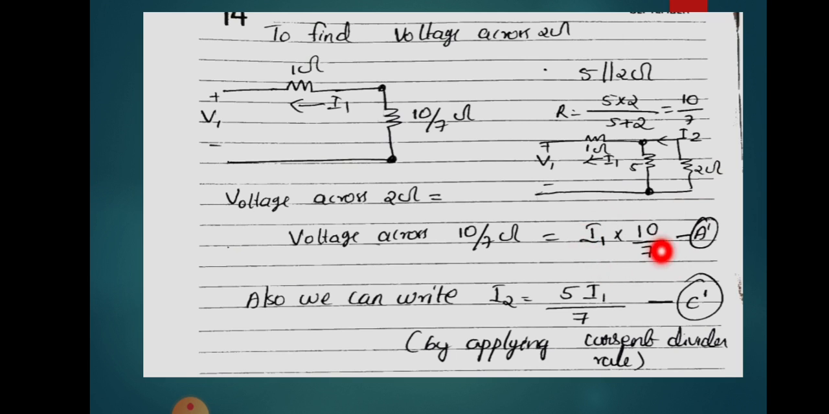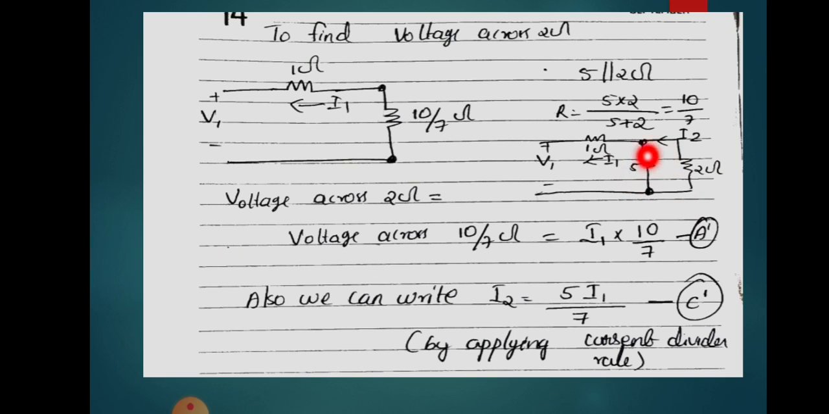Okay, so that is the equation. We are numbering it as A dash. This equation is the voltage across 2 ohm represented in terms of I1. I1 into 10 by 7, that is the value. Also we can write I2 equal to, see, here I1 is in this manner and I2 is here. We have to use both the circuits in parallel. That is why I am drawing this circuit here.